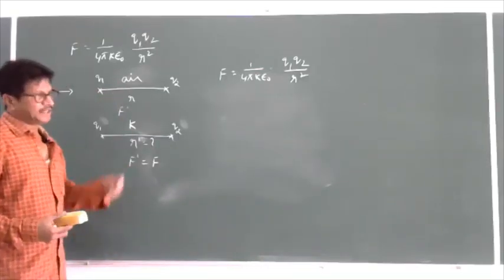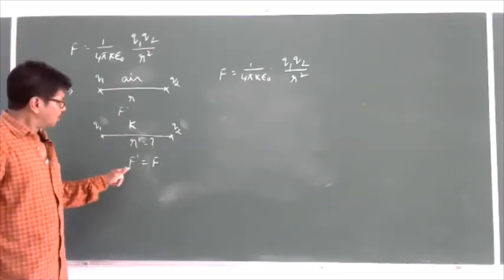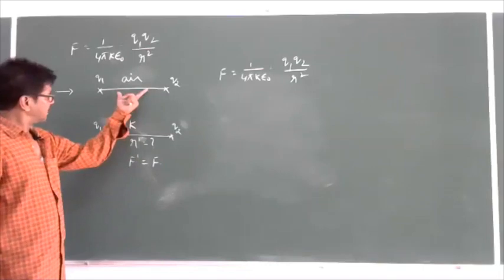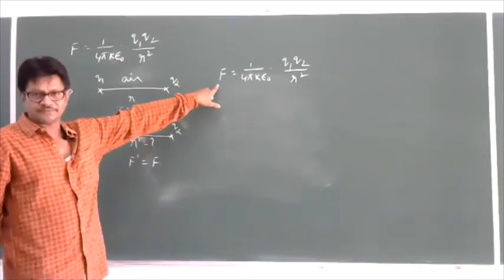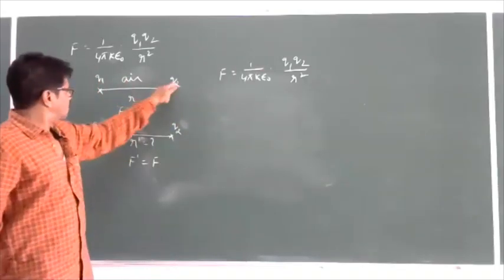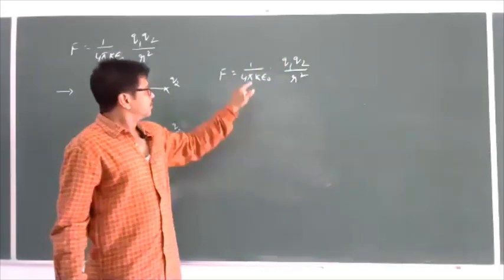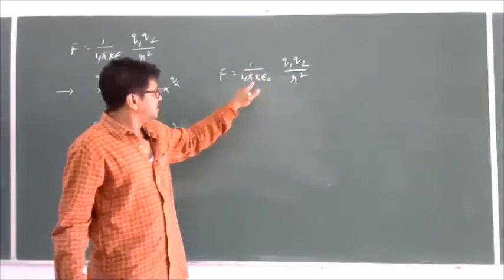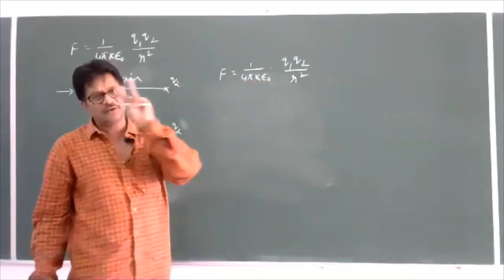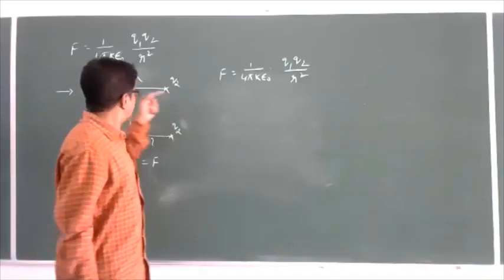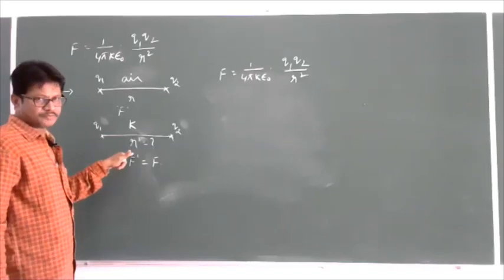According to the given data, in both cases the force is the same, so F is constant. Q1 and Q2 are also constant. In both cases, 4 pi epsilon naught is the same, so K is also a constant. Then what are the variables? The variables are the medium and the distance.